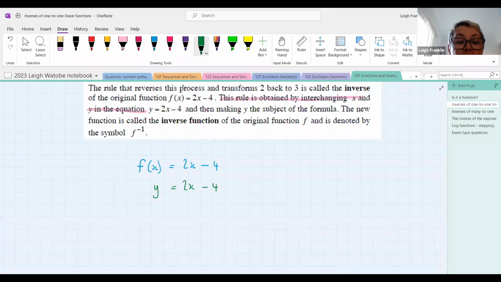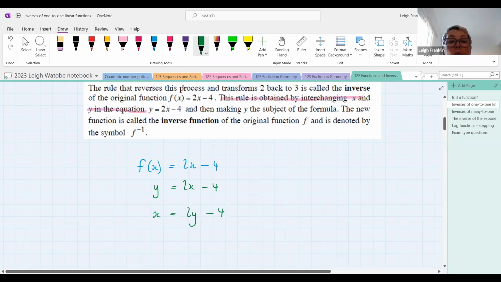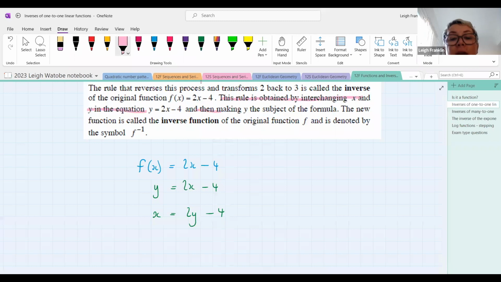Now I'm going to interchange them. So in other words, I'm going to put x where y was, and I'm going to put y where x was. And now I need to make y the subject of the formula, as it says here. That means moving negative 4 back over to the other side, so that's there with x. So it will become x plus 4 equals 2y.